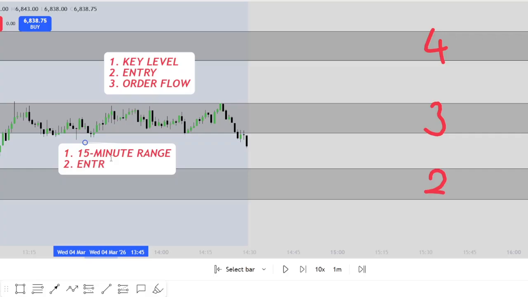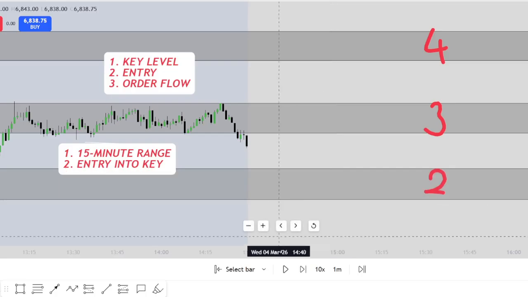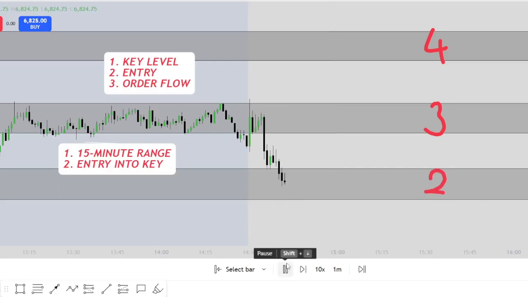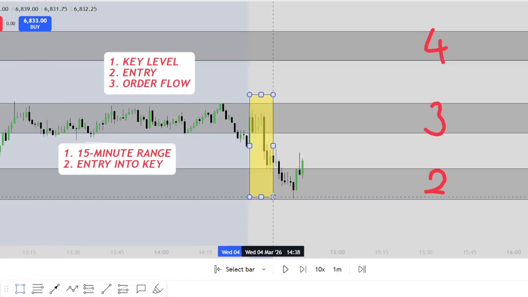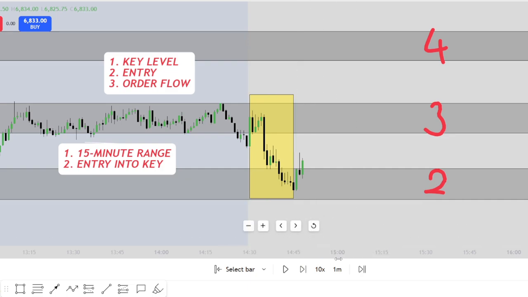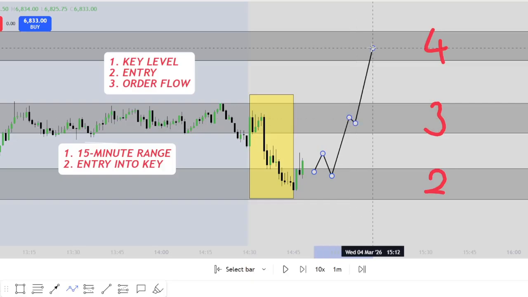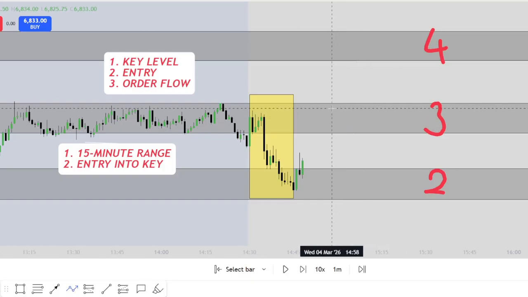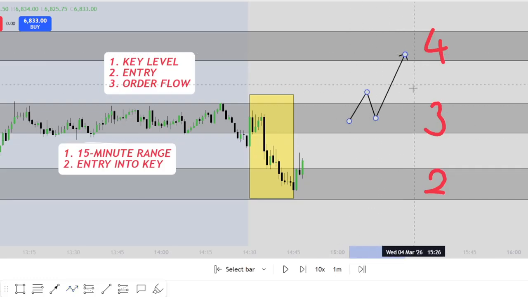Now, once you do that, you want to have an entry into a key level. So let's just dive into 1 and 2 first. So 9:30, the market opens and you're typically waiting for 9:45. So there is the first 15 minutes right there. So this is 9:30. This is 9:45. There you go. This is the first 15 minutes. So what we can see here, typically you can either trade from 2 up to 3 and then maybe up to 4. Or if you want to be safer, you can wait for a break above the 15-minute range and you can trade from 3 up to 4.